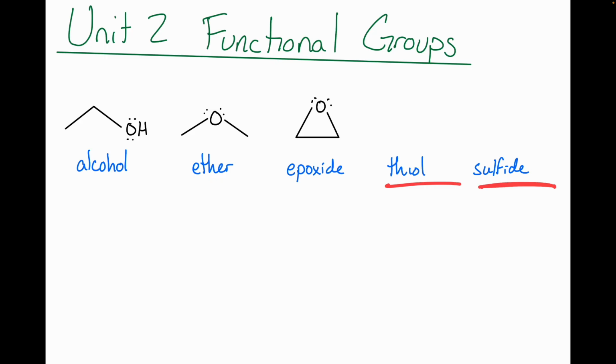Thiols and sulfides contain what element? Sulfur. If we look on the periodic table, sulfur and oxygen live in the same family, so they have the same bonding patterns. So a thiol is analogous to an alcohol, where instead of having an OH group, we have an SH group. And if thiols are analogous to alcohols, then sulfides are analogous to ethers, where we have that sulfur sitting in between two carbon atoms.